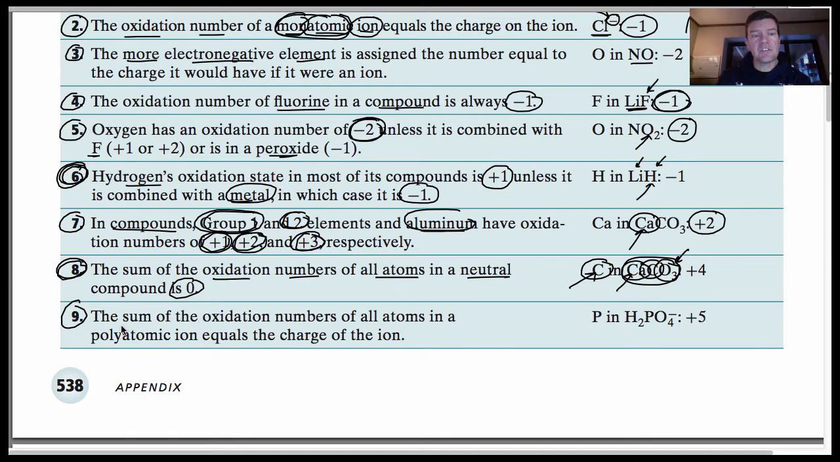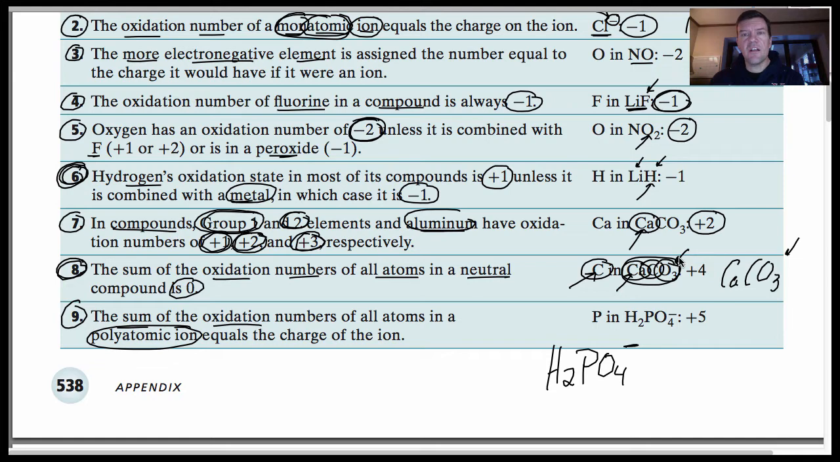In a like manner, the sum of the oxidation numbers of all the atoms in a polyatomic ion has to add up to that charge. So here I'll rewrite this: H2PO4 negative. Now there's a charge. Up here with the calcium carbonate, there was no charge, so they all had to add up to 0. Now all these oxidation numbers have to add up to -1. So the 2 hydrogens, the phosphorus, the 4 oxygens, all their oxidation numbers are going to add up to -1. And that would allow us to find the phosphorus, because we know the hydrogen and the oxygen oxidation numbers.